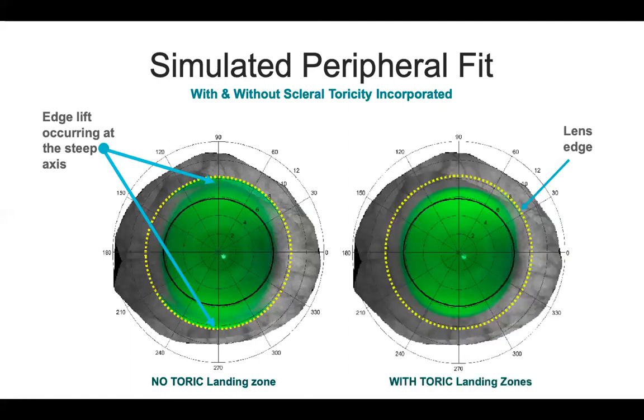If we place a scleral lens with a toric landing zone on the patient's eye, we are able to eliminate that edge lift, improving the fit.